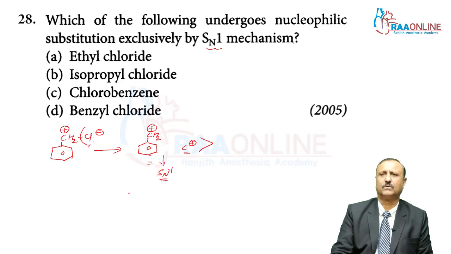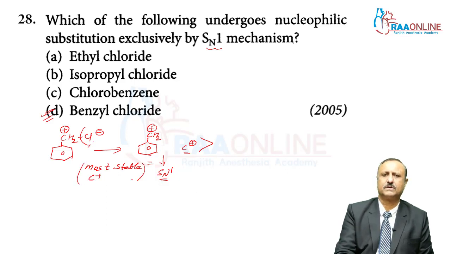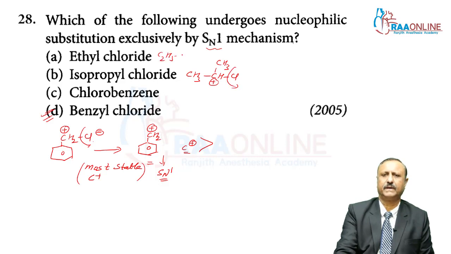So, which of the following undergoes nucleophilic substitution reaction exclusively by SN1? The answer is D, because it forms the most stable carbocation. This is the answer. Chlorobenzene does not form one. When you see isopropyl chloride, it forms a secondary carbocation. Ethyl chloride forms a primary carbocation. So, SN1 is given by the stable carbocation, which is given by this benzyl.